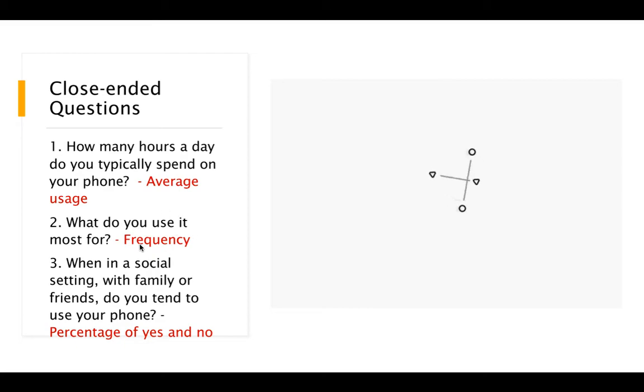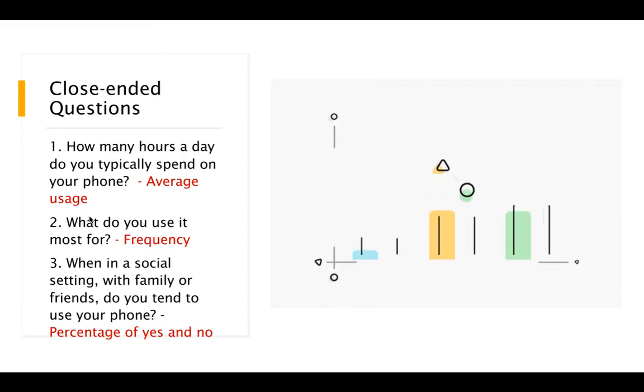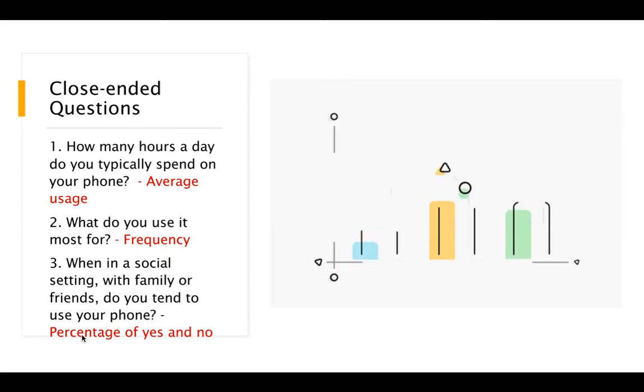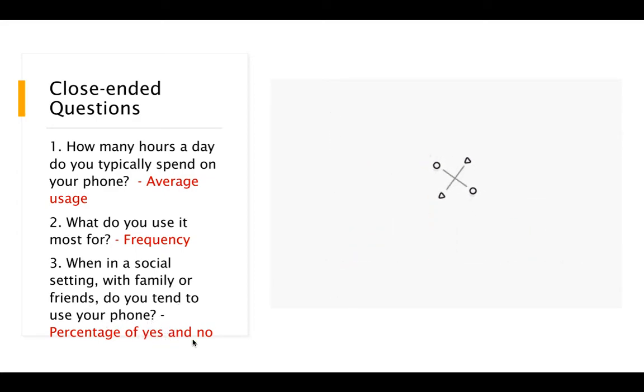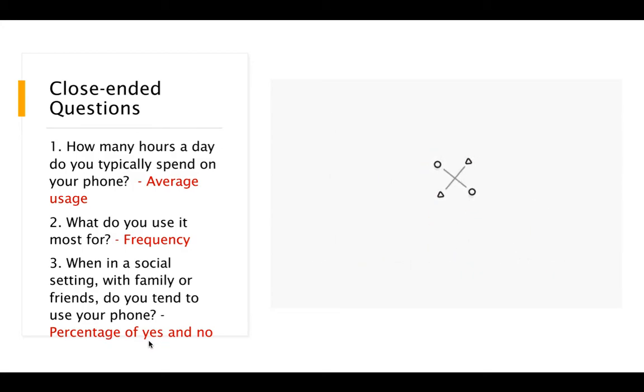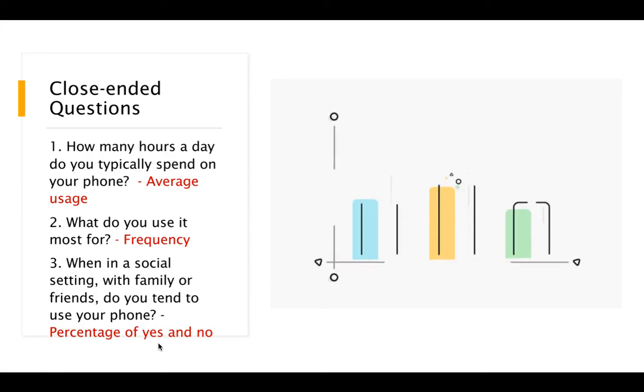So again, a way to numerically represent the data that you receive. Then there is this: when in a social setting with family or friends, do you tend to use your phone? The response could be yes or no. Sometimes they will say maybe, sometimes. So you can ask them to be a little more specific. If they're saying sometimes, you can say, on average, do you do it more or do you not do it? So then it'll be a yes or no.